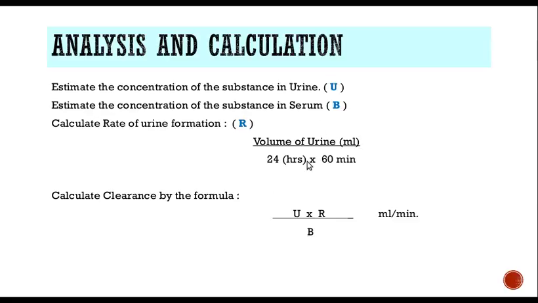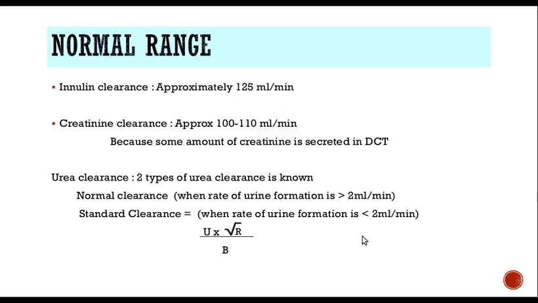The rate of urine formation will be expressed as ml per minute, and the concentration of the substance in the urine and the blood should be expressed in the same units, like milligrams per deciliter. Then we use the formula U into R by B, where U is the concentration in the urine, R is the rate of urine formation, and B is the concentration of the substance in the blood.